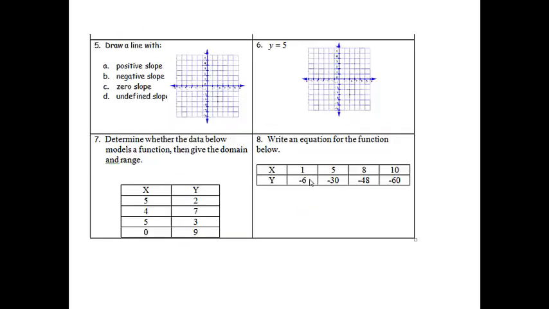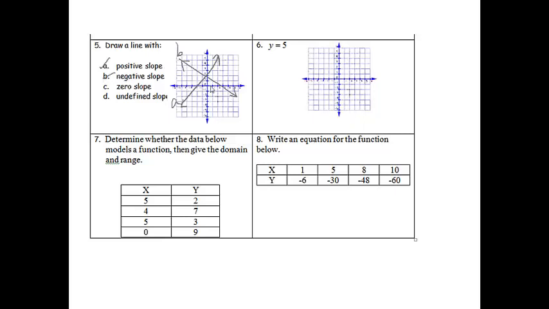Right, problem 5. Draw a line with, first of all, a positive slope. So positive slope, I know it's going to go up as I go from left to right. So this would be a line that has positive slope. I'll label that as A. B, negative slope, which means as I go from the left to the right, the line is going to go down. So that would be B.